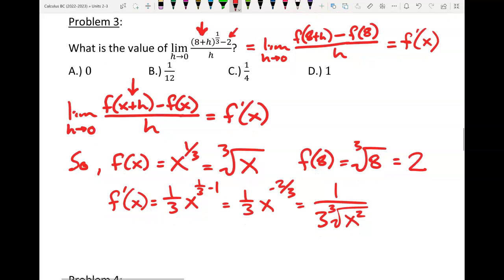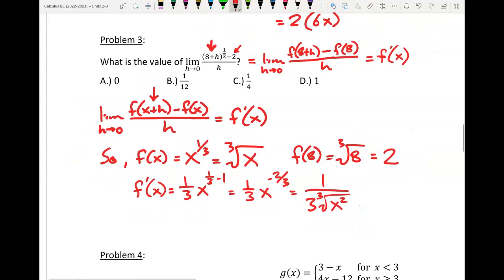All right. So we're getting closer. So f prime of 8 then is 1 over 3 times the cube root of 8 squared. What's 8 squared? Without a calculator, we can do this. What's the cube root of 64?